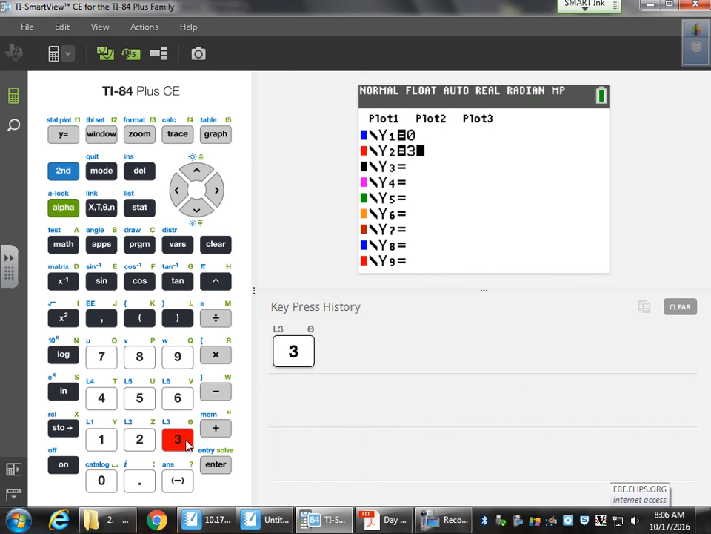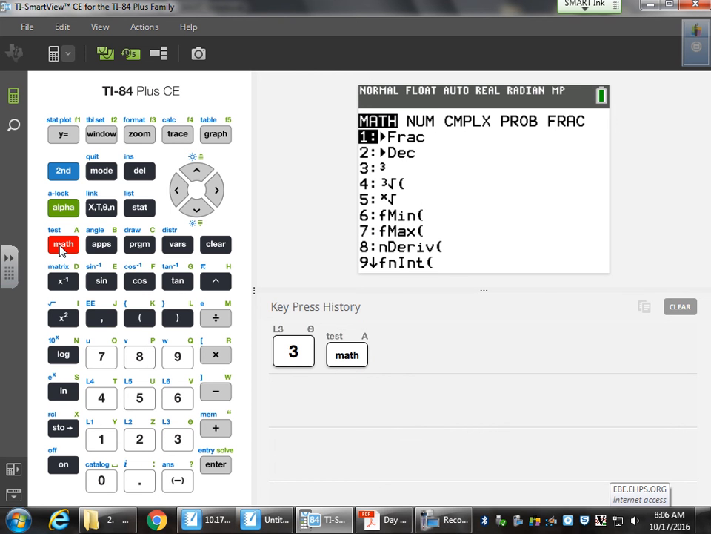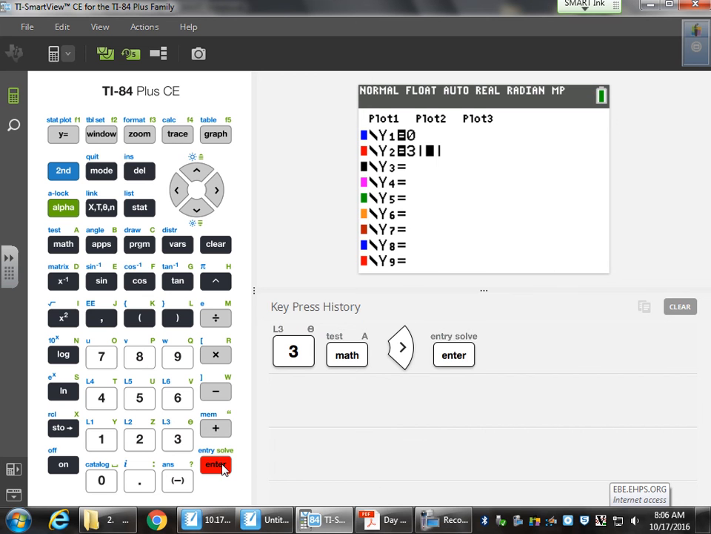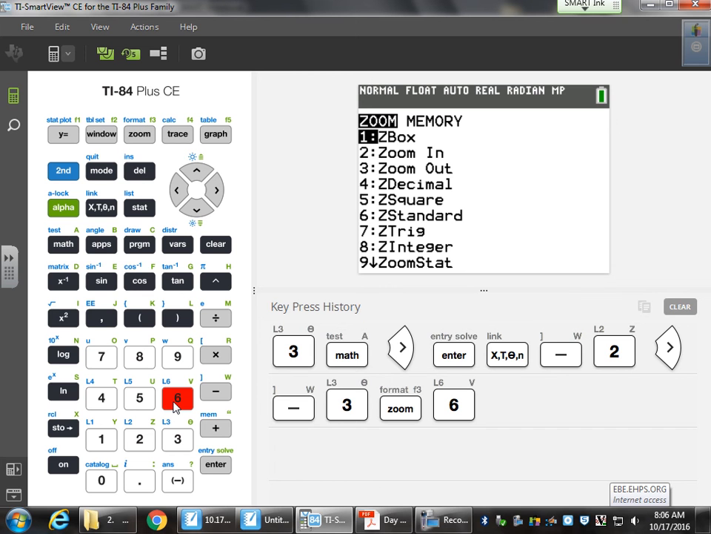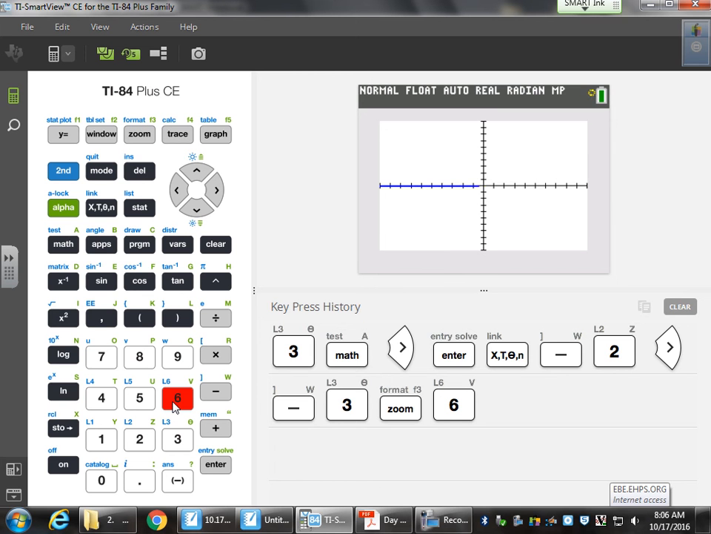3. And then how do I get to absolute value again? Math. Go over to number. Enter. X minus 2, X minus 2, minus 3. Zoom 6. What are the solutions for this one?